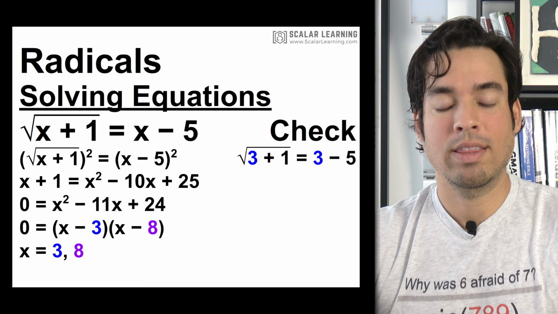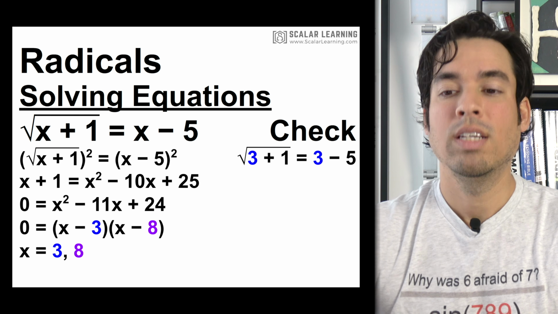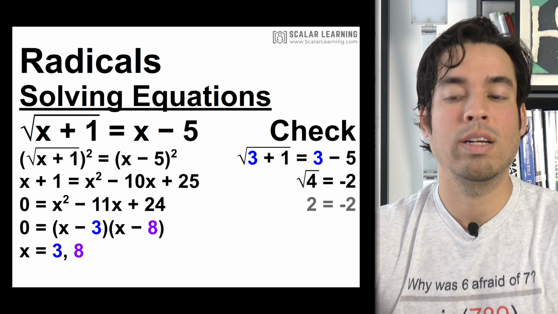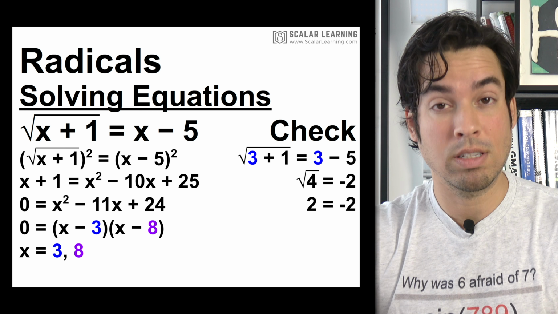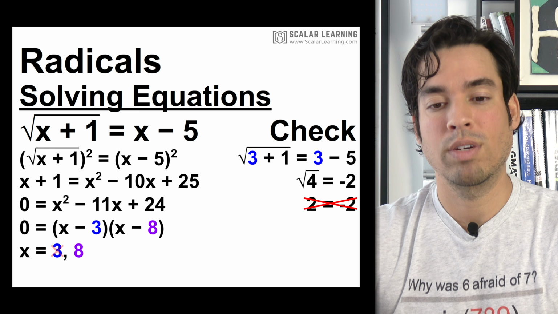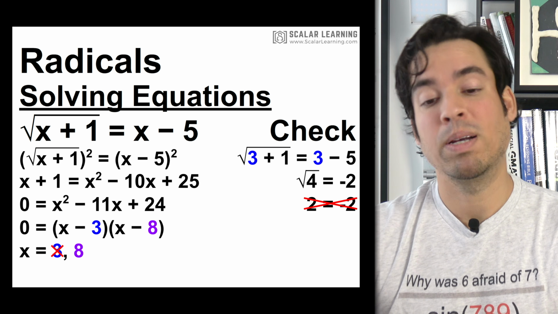So first let's check that 3 value. You notice I'm plugging 3 in for x. So 3 plus 1 on the left side gives us the square root of 4. On the right side we get negative 2. Square root of 4 is positive 2. Again, we're only taking the positive root in this case. 2 does not equal negative 2, therefore 3 is extraneous. Now chances are if one's extraneous, the other one's probably going to be legitimate, but we have to check anyway.